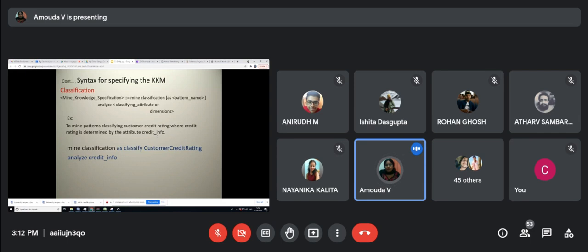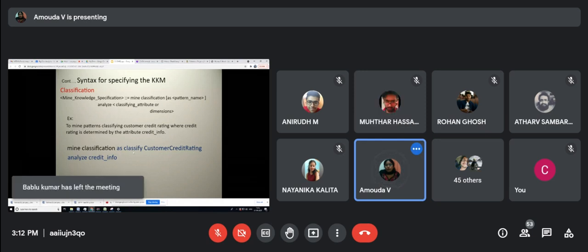According to the credit information, we can rate the customer whether they are defaulter, whether they are proper, and loan can be given next. That is the motto. So, mine classification as classified customer credit rating is the pattern name. Analyze by the credit information. Attribute to be chosen is credit.